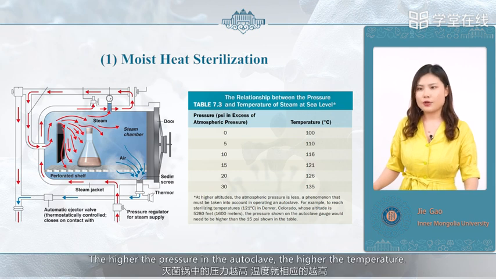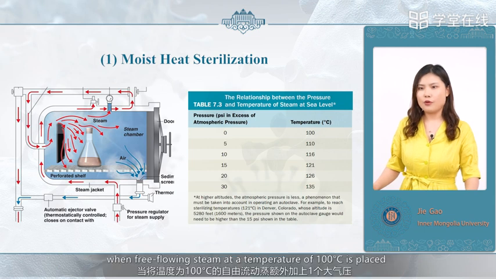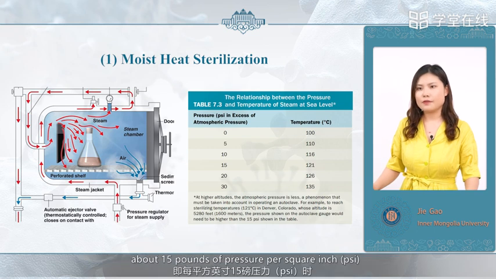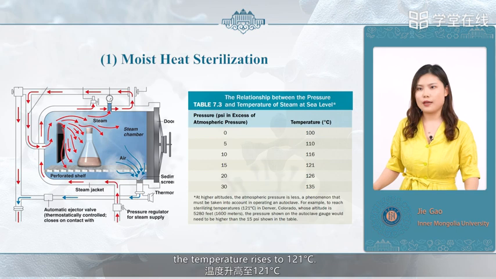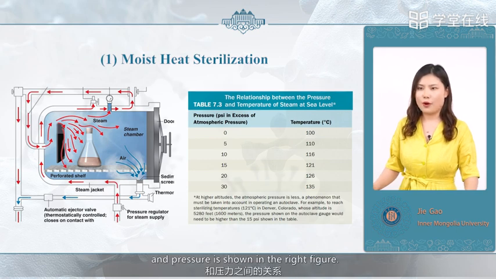The higher the pressure in the autoclave, the higher the temperature. For example, when free-flowing steam at a temperature of 100 degrees is placed under pressure of 1 atmosphere above sea level pressure, that is about 15 pounds of pressure per square inch, PSI, the temperature rises to 121 degrees. The relationship between temperature and pressure is shown in the right figure.